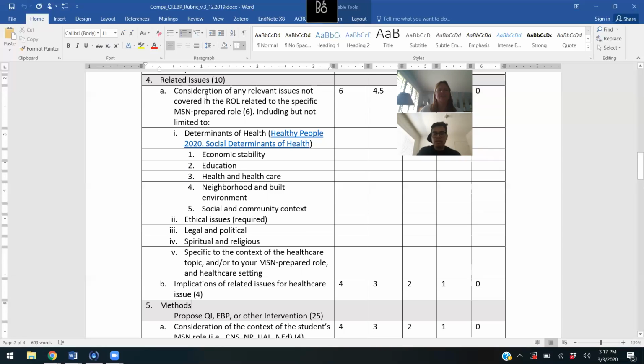NP, how are they going to reduce pain in adults, or something like that? So the NP's role is really to assess, diagnose, and treat, right? But somebody might be writing this paper who's in a nursing education master's or a healthcare administration and leadership master's. So they're going to say, how do we reduce pain?